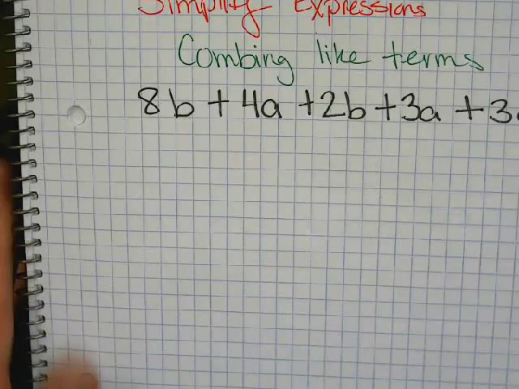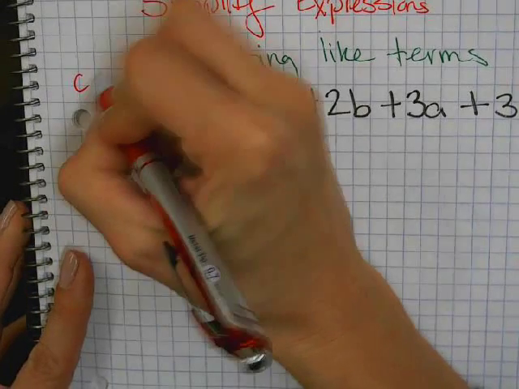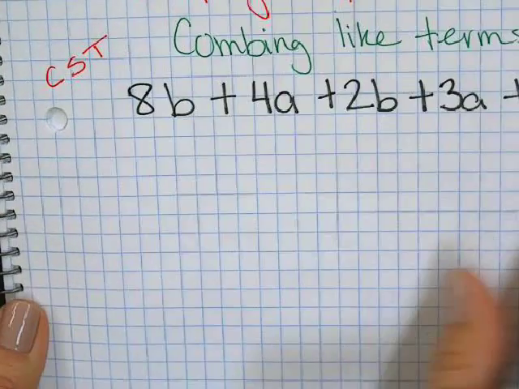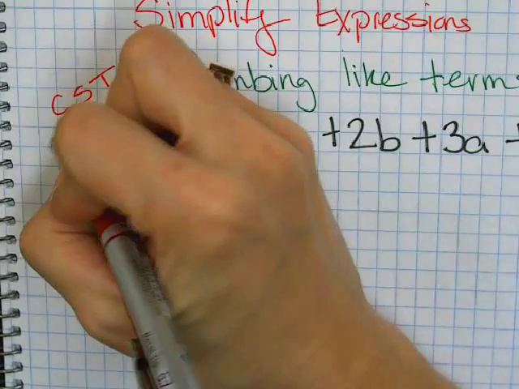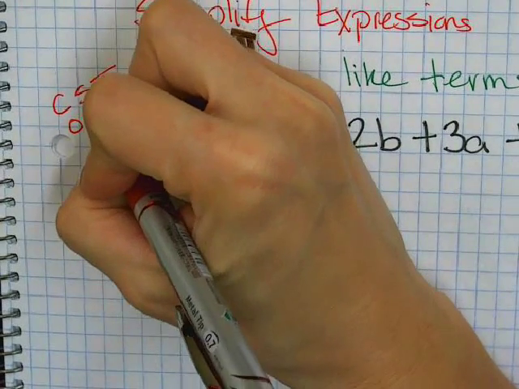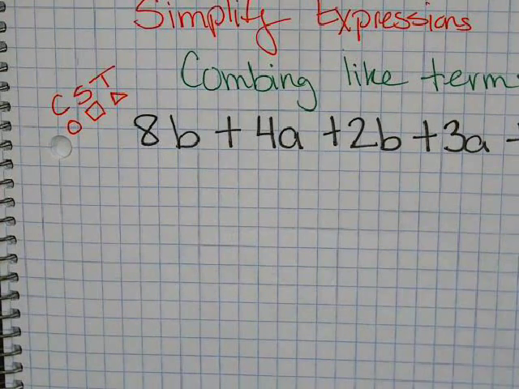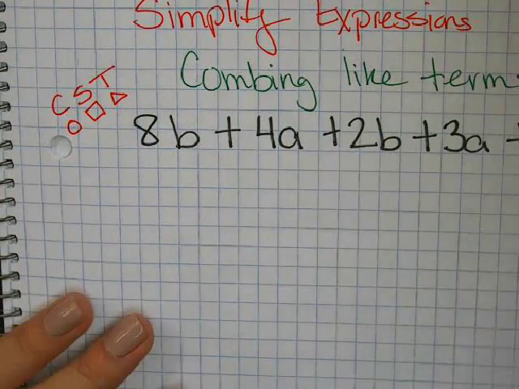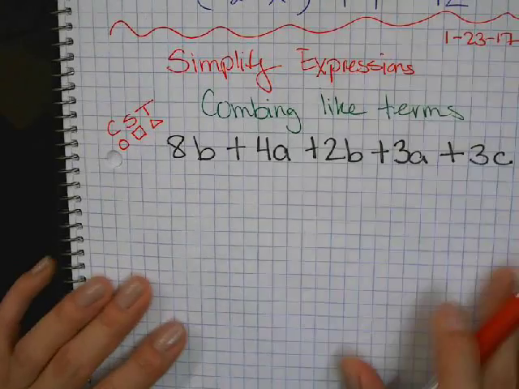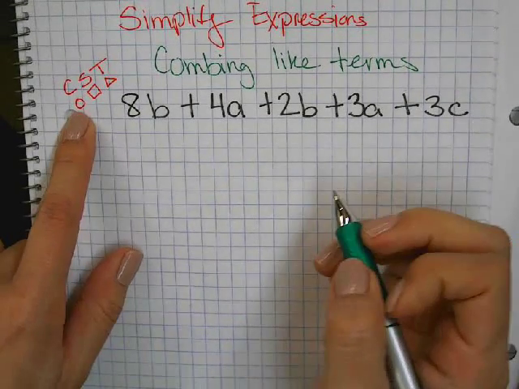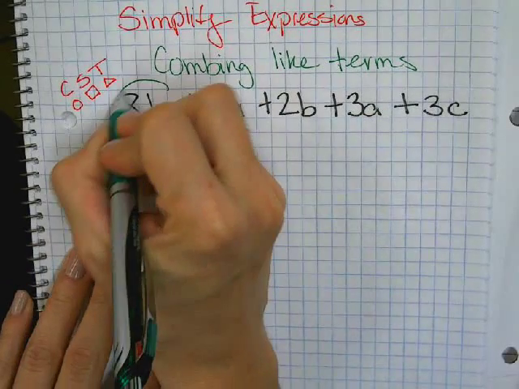What I like to use is something called CST. CST stands for circle, square, triangle. It's our little shortcut, actually used to help us. Alright. So CST. Basically, you're going to circle your first term.